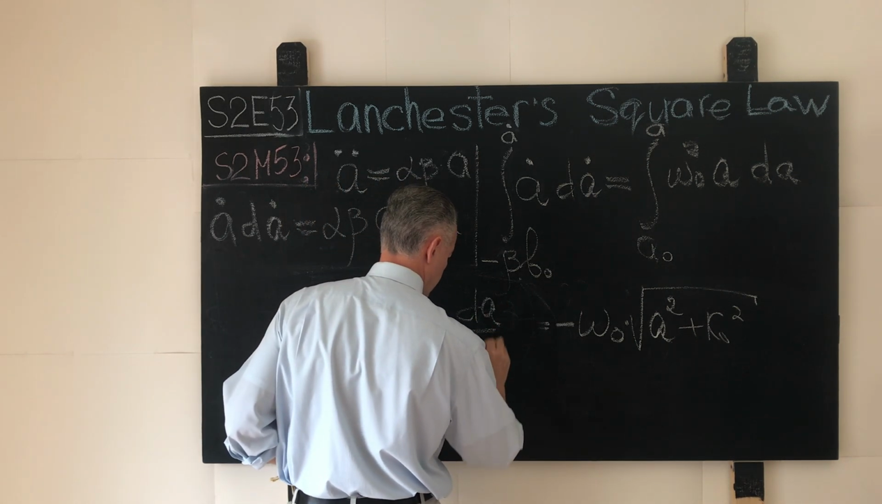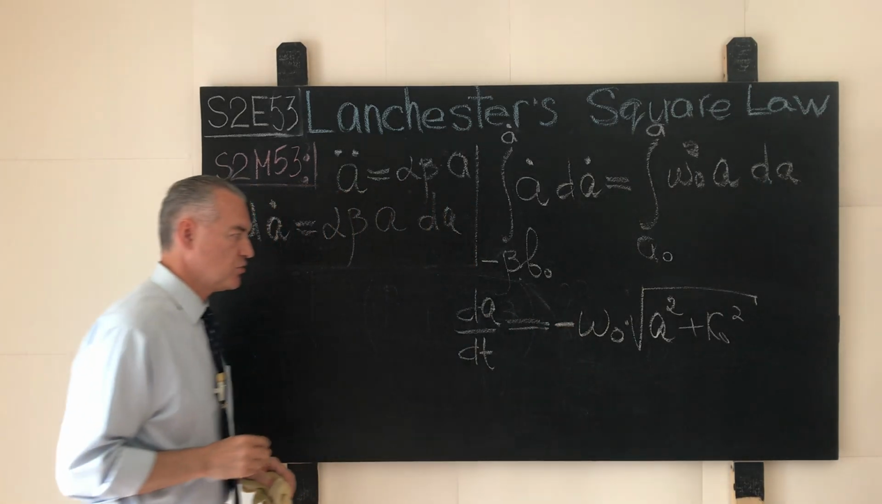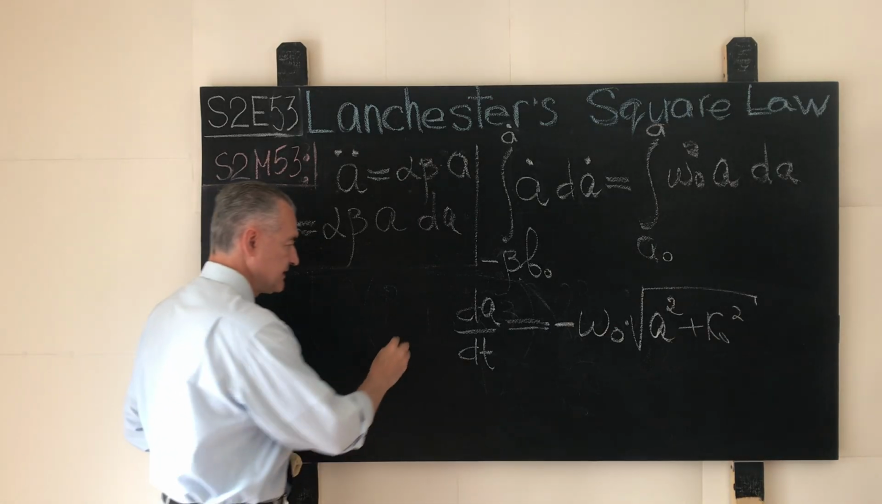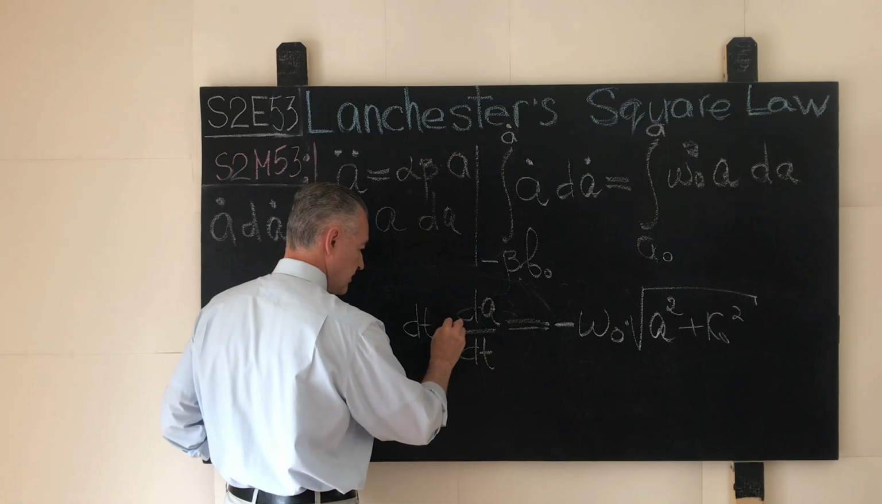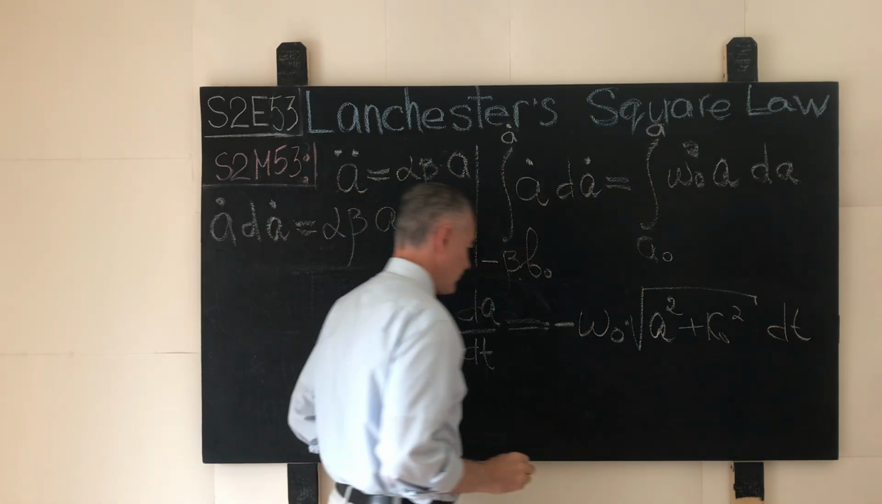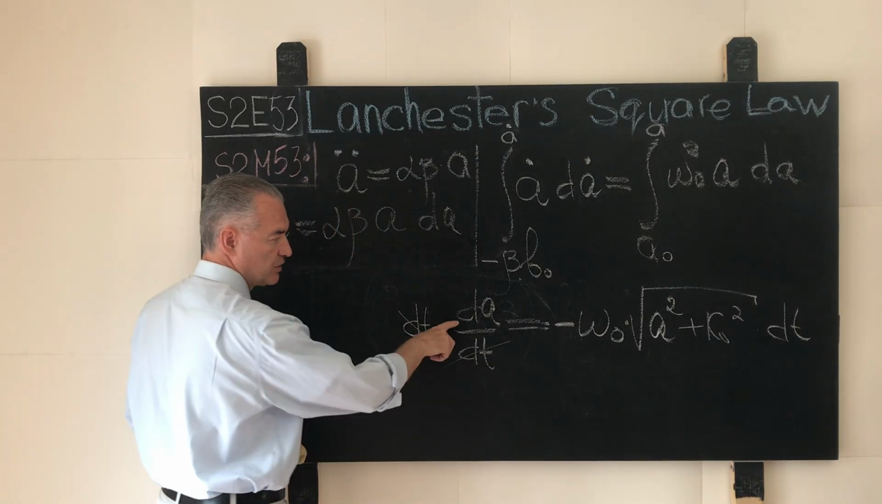dA over dt is equal to negative sign. So what do we do now? Multiply both sides of this equation by dt. One copy dt, one copy dt. What happens on the left-hand side? Cancel, cancel.